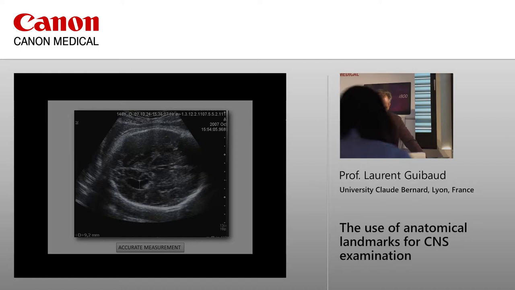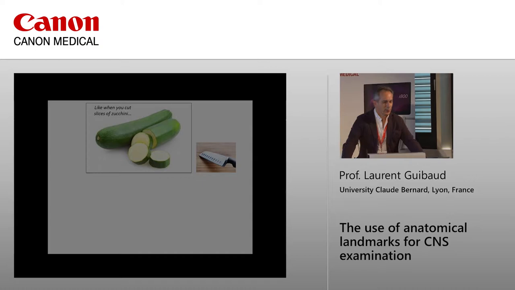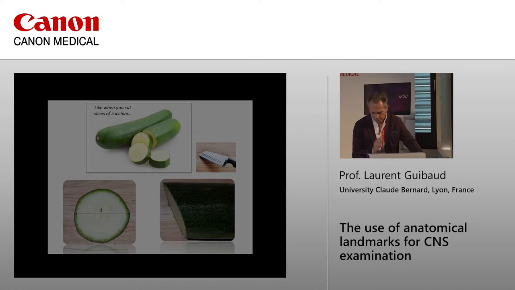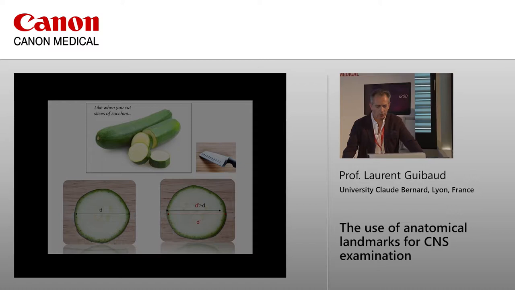A good example is this zucchini. When you want to cut slices of zucchini, you can do it in an orthogonal plane, perpendicular to the zucchini, and you have this slice. But if you are off and a little bit oblique, you will get this slice. And the second one is larger than the first slice. And it's exactly the same thing.